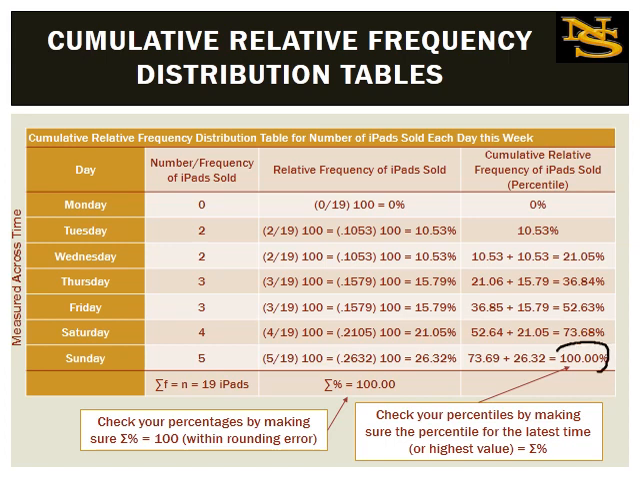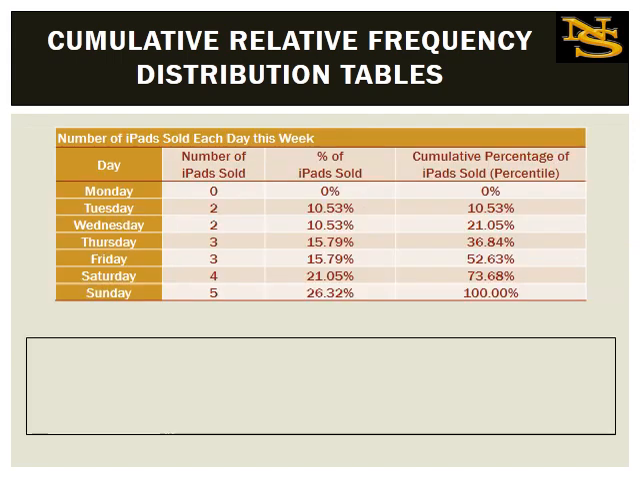100%, right? Because the cumulative percent tells you the percentage of sales that occurred that day or before. And since Sunday is the last day of the week, all of our sales occurred Sunday or before of this week. So now here's a cleaned up version of that table.